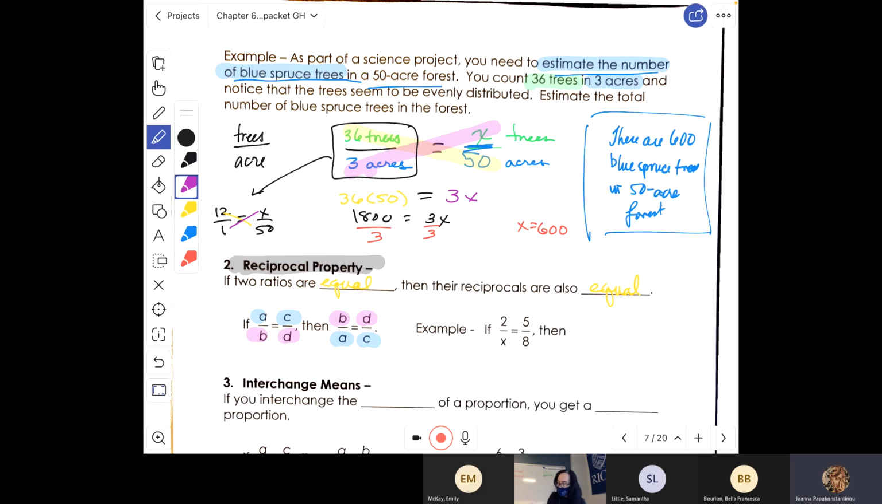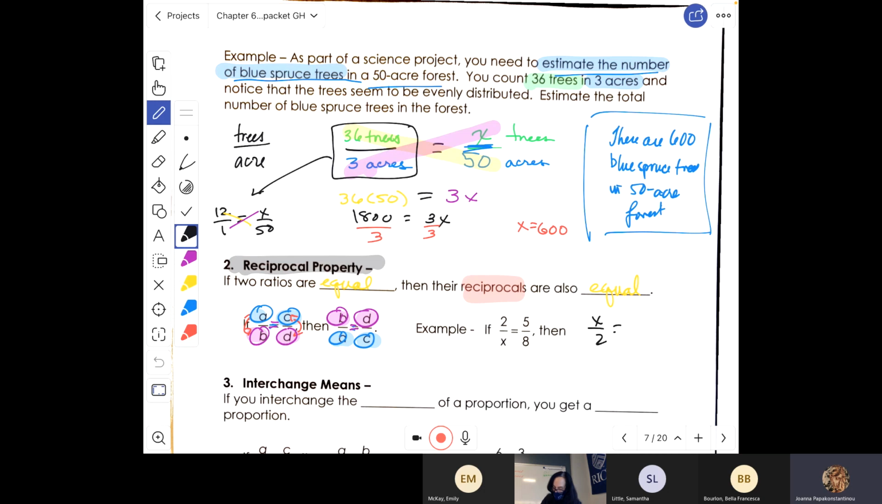So if I take the reciprocal of each of them, they're still equivalent. Why? Because these 2 numbers are equal and they're still equal. So I can invert both sides. So for example, if I have 2 over x equals 5 over 8, I can also write this as x over 2 equals what?